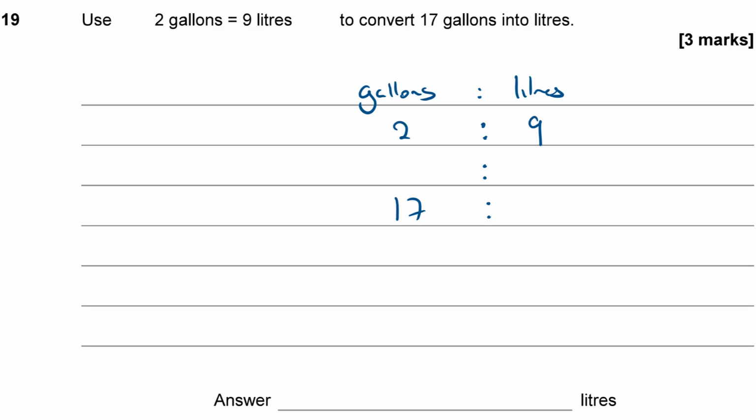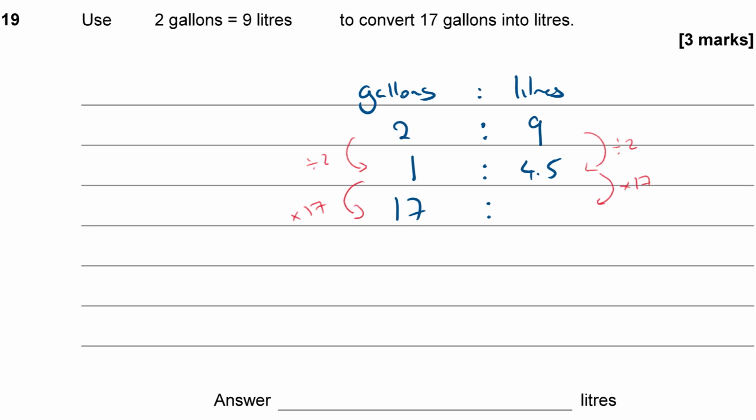We can try using the unitary method. We can say, well, if 2 gallons is 9 litres, then 1 gallon I can get by dividing that by 2, and dividing 9 by 2, I'm going to get 4.5, aren't I? So 1 gallon is equivalent to 4.5 litres. So then if I want to work out what 17 gallons are, I can times that by 17. So times in 4.5 by 17, what do I get?